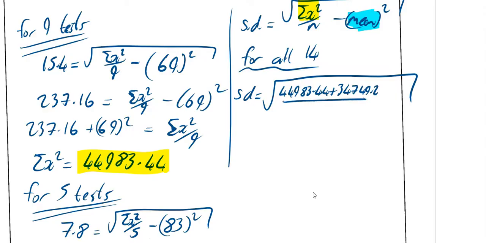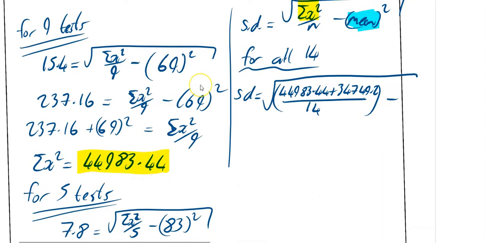34749.2. That's all divided by 14. Remember, we had 14 values. I didn't give myself enough room here. And then we're taking away our new mean squared. I'll put that in brackets, just keep it safe. Our new mean we worked out was nice. It was 74. So minus 74, and that is being squared. So just a calculator exercise to do that.